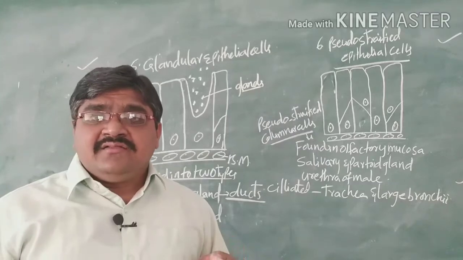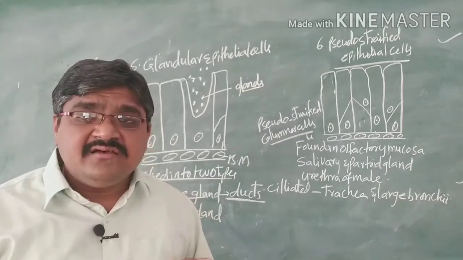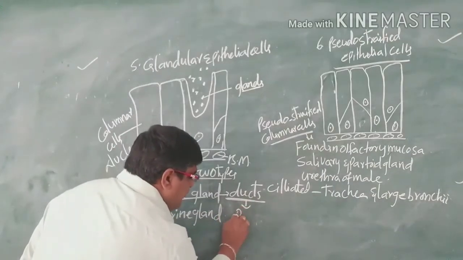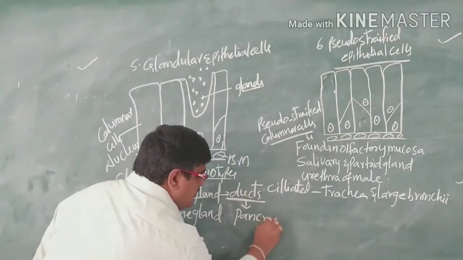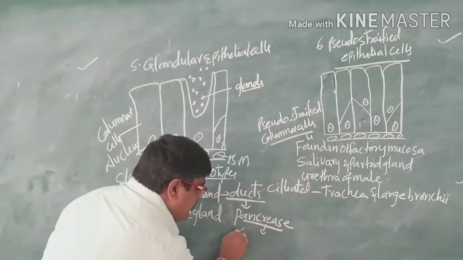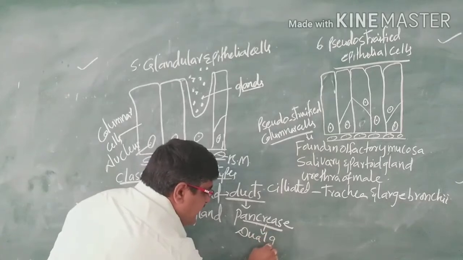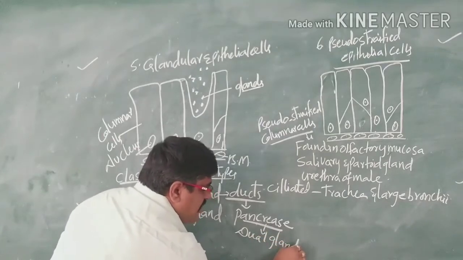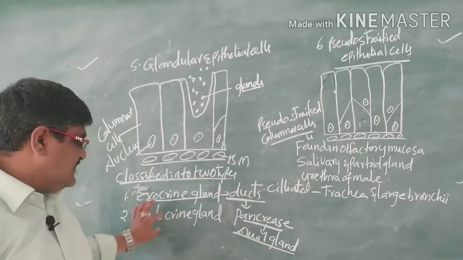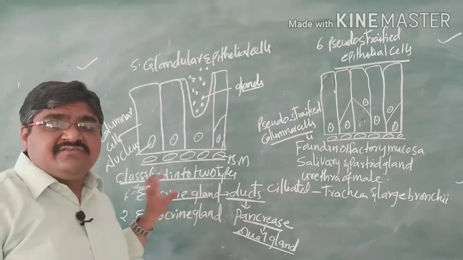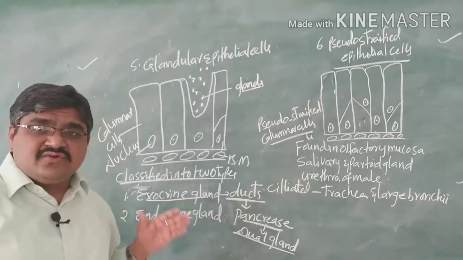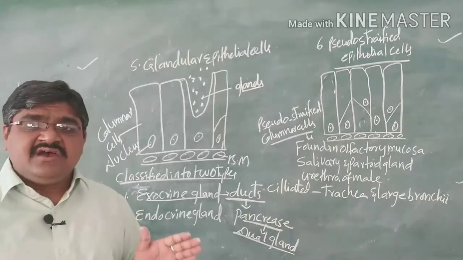Here the pancreas we can call a dual gland. Dual gland means it has two functions, the exocrine gland function as well as the endocrine gland function. The glands which have ducts, through which they pass secretion to the respective parts, we call exocrine glands.